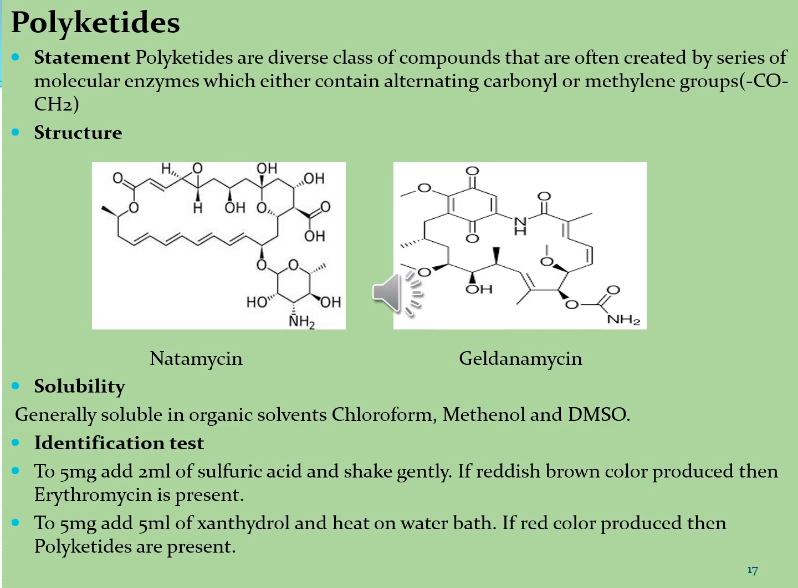Let's see what polyketides are. Polyketides are a large group of metabolites found in bacteria, fungi, and plants, which are synthesized from acyl coenzyme A precursors. So, polyketides are a diverse class of compounds that are often created by a series of enzymes, and they contain alternating carbonyl and methylene groups, that is in the form of C double bond O and CH2. You can see here two examples of phytoconstituents that fall in the category of polyketides, and these are natamycin and geldanamycin.